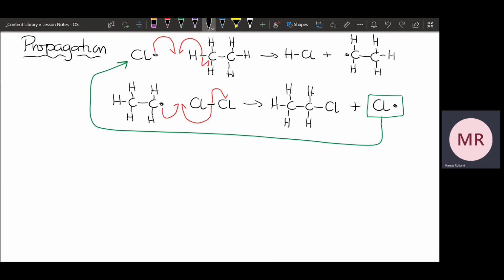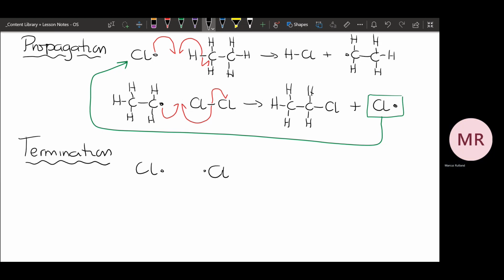And then termination, any termination step would be fine. So what they'll say in the mark scheme, if you get asked a question like this, is anything that is reasonably sensible. So I'd say the simplest thing you can do is just say, what about if two of the chlorine radicals meet and they just join back up to go back to Cl2, like that.